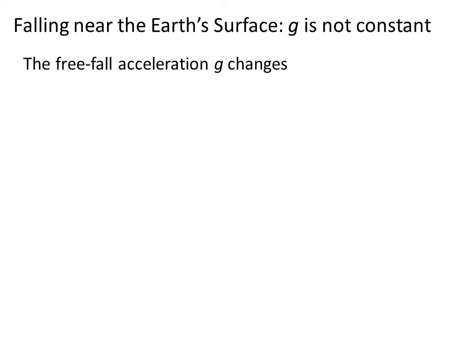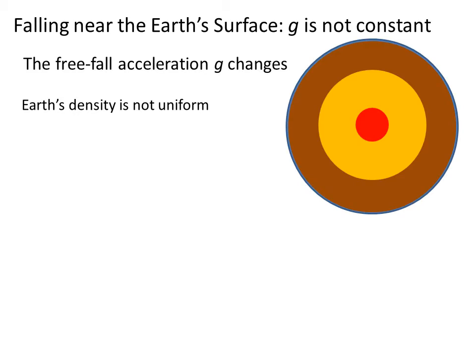In this lecture, we look at falling near the Earth's surface. The acceleration of gravity, little g, is not constant. This free fall acceleration g changes because the Earth's density is not uniform. There is a much denser inner core, a less dense outer core, then there's a mantle, and finally the thin outer layer known as the crust.